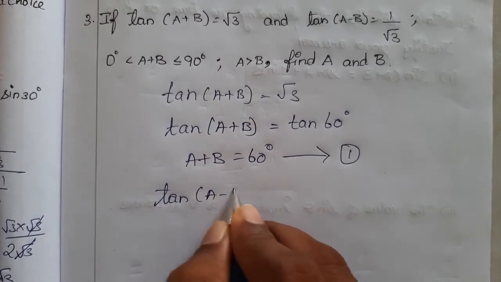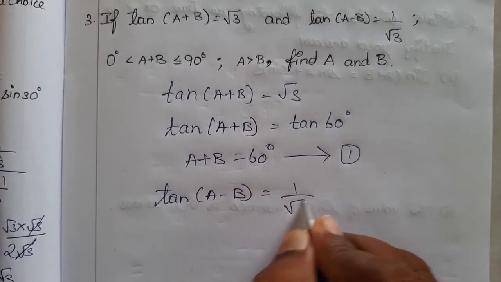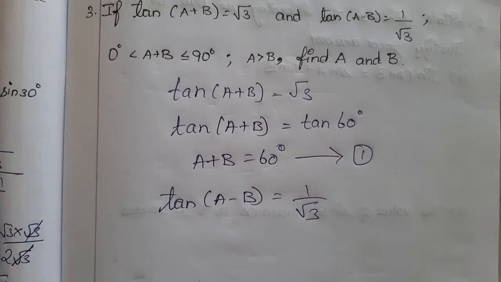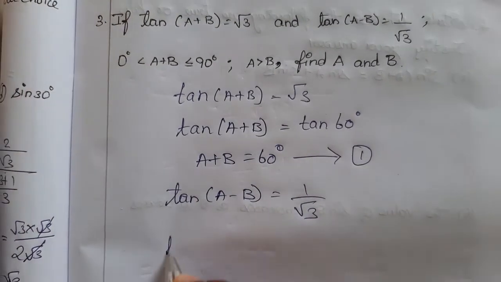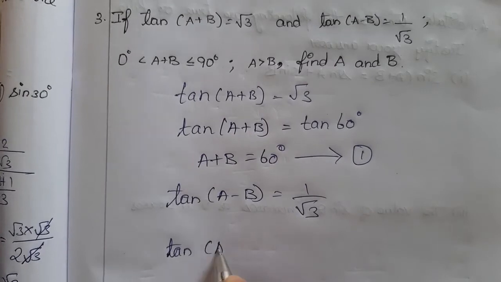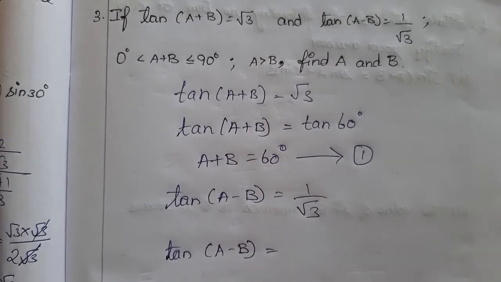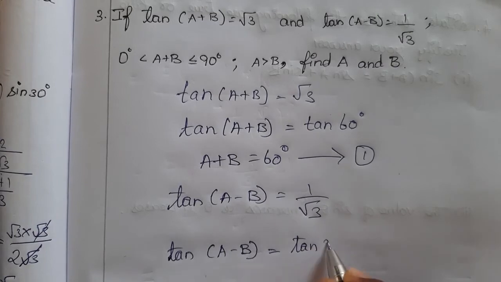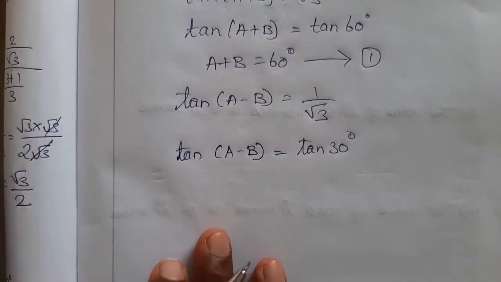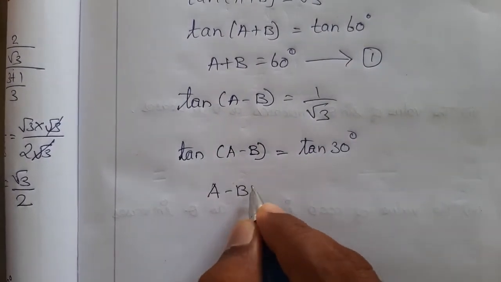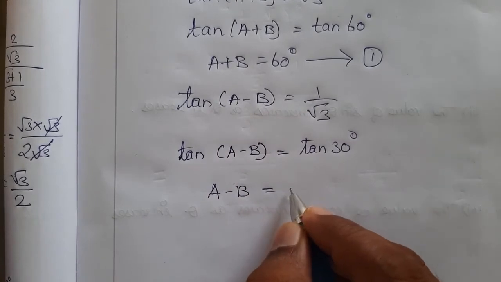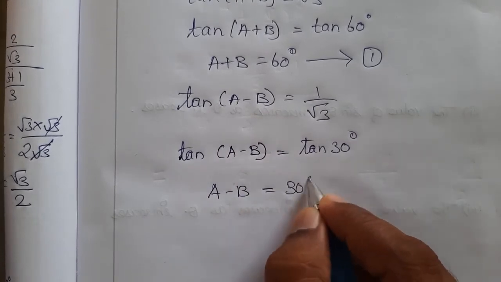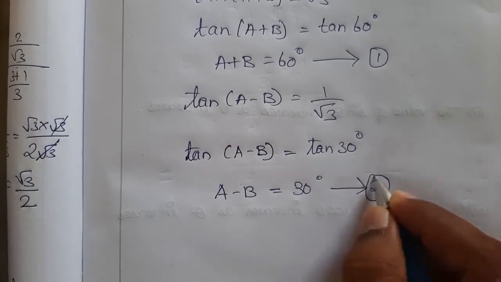Tan(a minus b) is equal to 1 by square root of 3. The same way, we have to write this in terms of tan. So tan(a minus b) is equal to 1 by square root of 3, which is tan 30 degree, right? So here a minus b is equal to 30 degree. Let it be equation number 2.